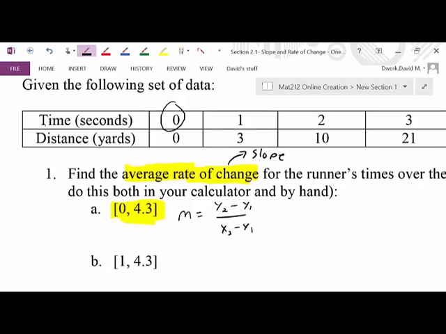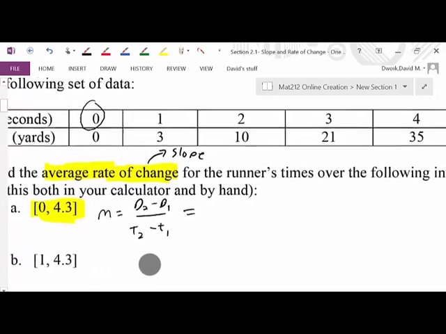Think about how we typically talk about these units. If I did seconds over yards, what would that mean? We'd read that as seconds per yard. Do we usually read it that way, or do we usually read it as yards per second? Yeah, there's the winner, yards per second. So we are going to do our slope formula, but instead of y2 and y1, we're going to make it distance 2 and distance 1 over time 2 minus time 1.